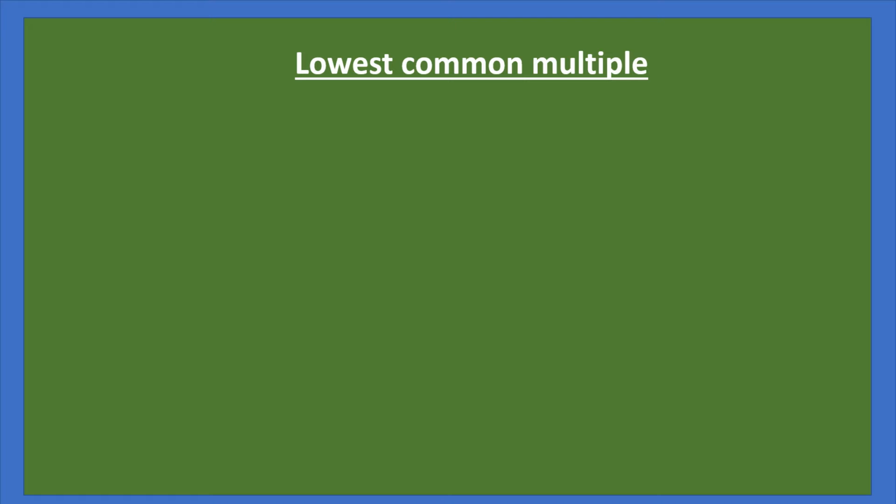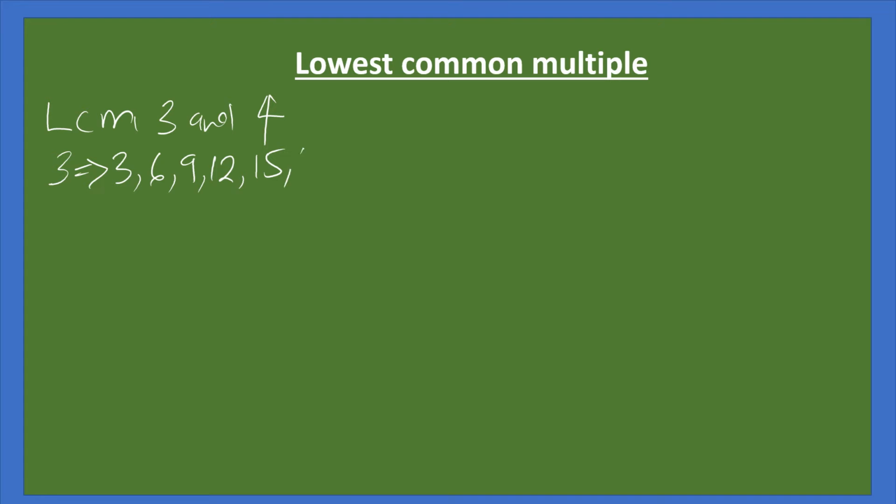Okay, let's take another case. Find the LCM of 3 and what? 4. First of all, what are the multiples of 3? Multiples of 3 are 3. 3 times 1, 3. 3 times 2, 6. 3 times 3, 9. 3 times 4, 12. The next one is what? 15. The next one is 18. The next one is what?